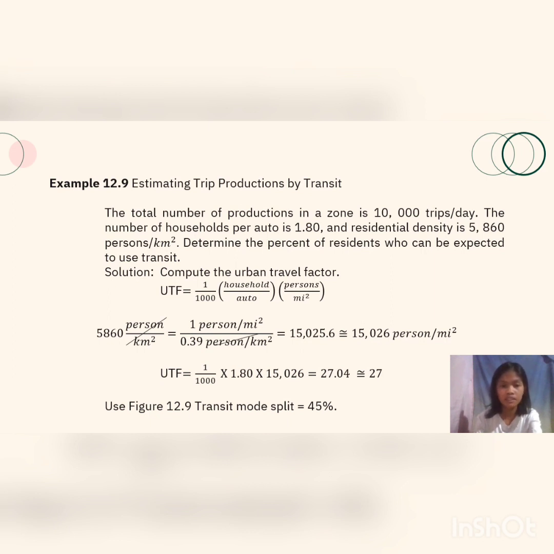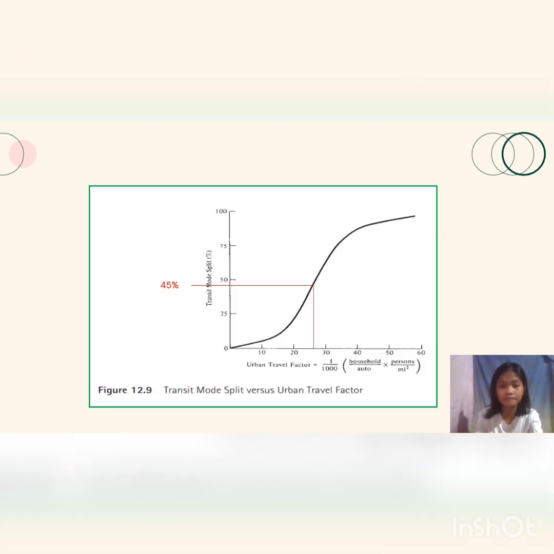So 5,860 persons per square kilometer converted to persons per square mile is approximately 15,026. Then substitute this to the given formula. UTF, or the urban travel factor, is equal to 1 over 1000 times 1.8 times 15,026, which is approximately 27. Use figure 12.9 transit mode split. The percentage is 45%. Here, 27 is located on the x-axis, then we get the 45%.